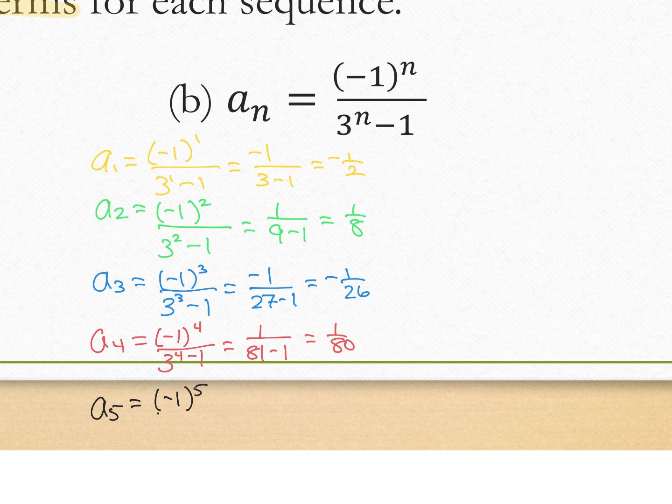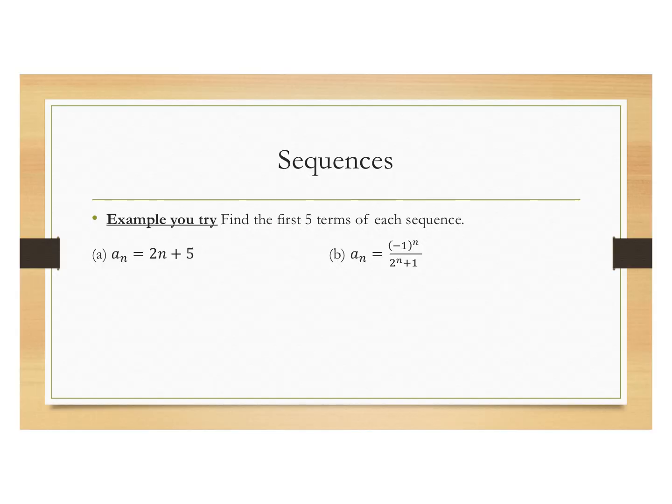And now our fifth term. Negative 1 to the fifth over 3 to the fifth minus 1. Negative 1 to the fifth is negative 1. 3 to the fifth is 243 minus 1. Negative 1 over 242. And notice something unusual about this one. So this negative 1 to the nth power, notice that your signs alternate. Okay, so whenever you see a negative 1 to the nth power, or n minus 1, or n plus 1 power, you should anticipate the sign will change.